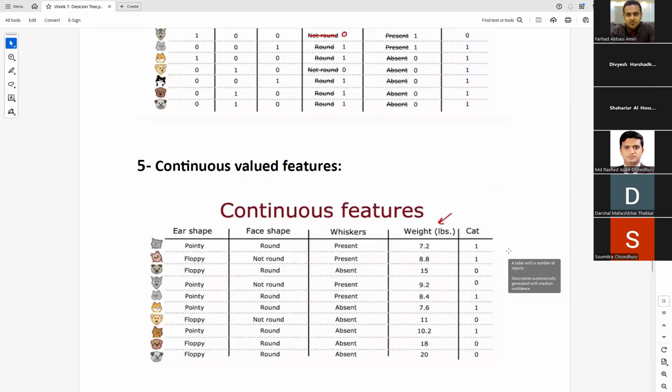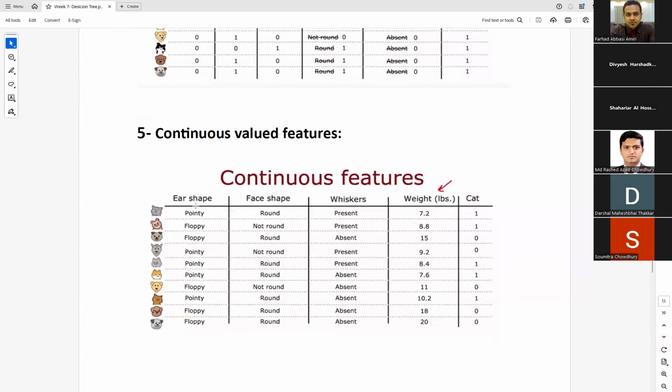There's another thing. Let's get back to our first data table with ear shape, 2 possibilities, face shape, 2 possibilities, whiskers, 2 possibilities. We want to add another feature like weight in pounds, which is a continuous number, and then the target column, which is 0 and 1, cat or not cat. So how do you split the data on a continuous numerical value?